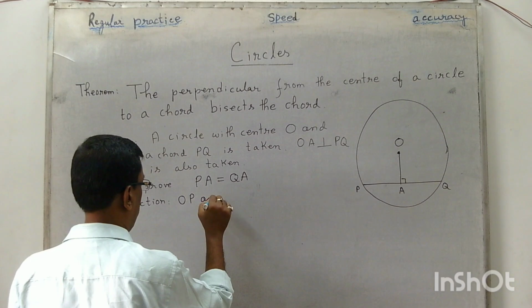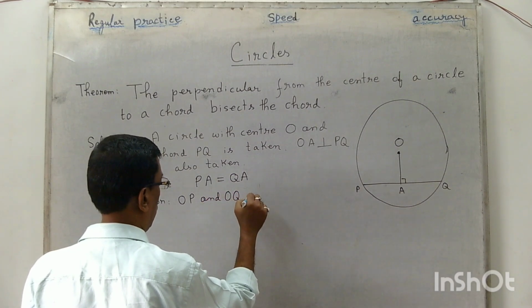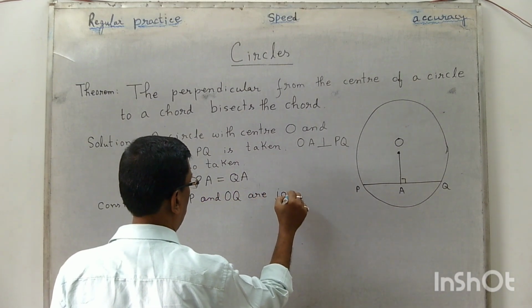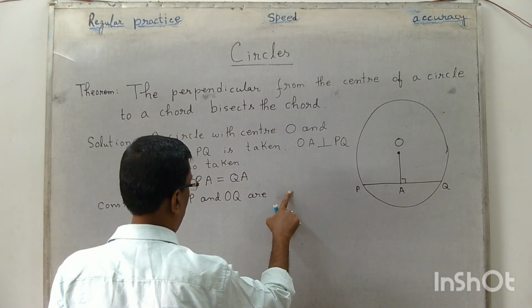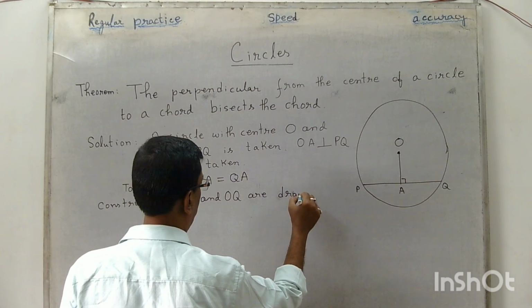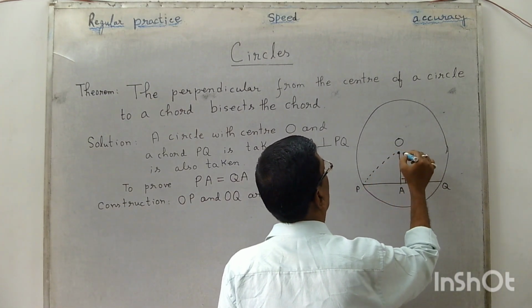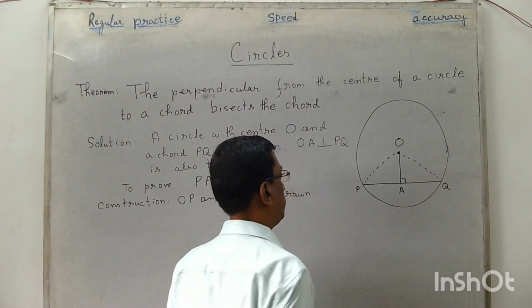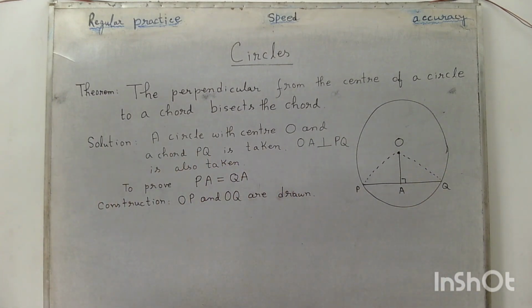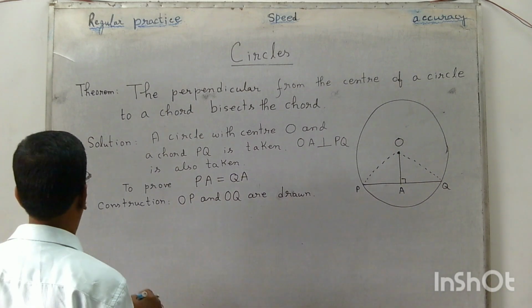OP and OQ are drawn. So we see here, we can say that PAO and QAO are two right angle triangles. Now, proof.